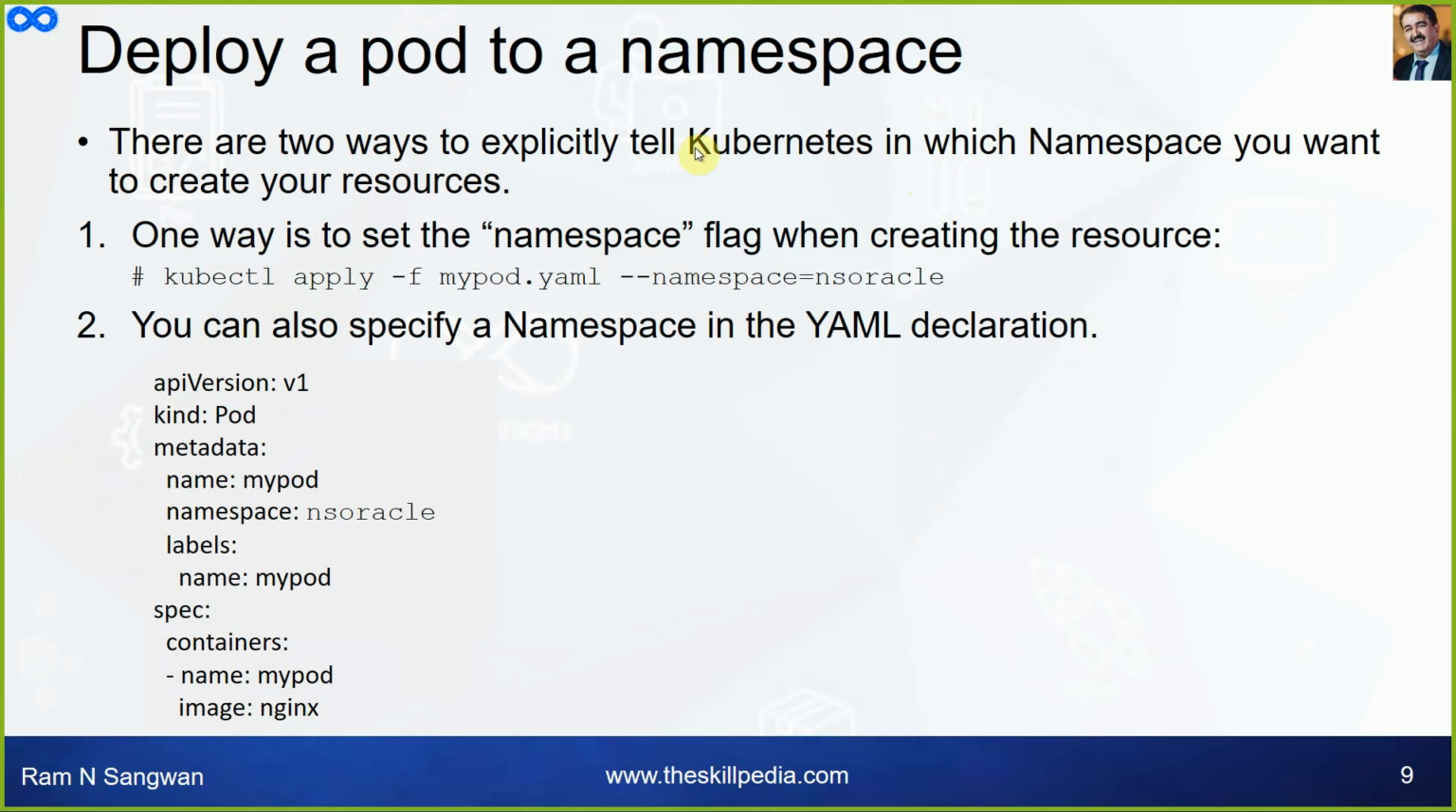Deploy pods to a namespace. There are two ways to explicitly tell Kubernetes in which namespace you want to create your resource. One way is to set the namespace flag when creating it, like kubectl apply -f file name and then namespace equal to ns-oracle. You can also specify the namespace in the manifest itself, like here: metadata, name, namespace, and labels. So here you are specifying where this pod will be created.